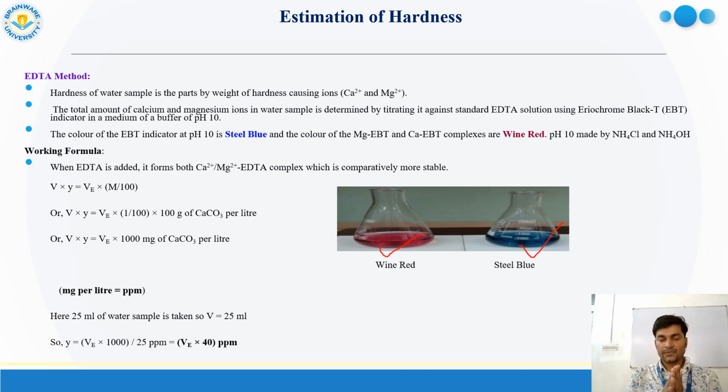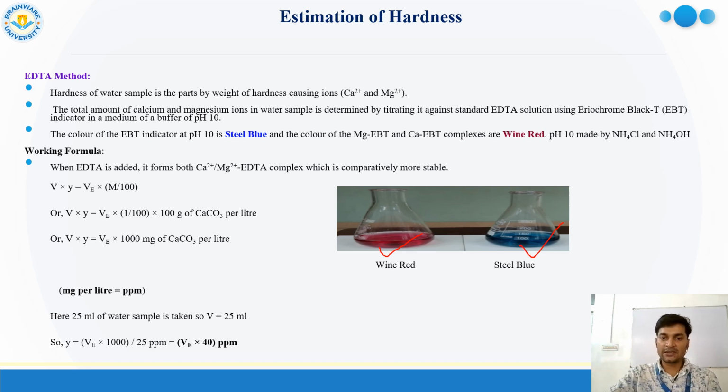What is the chemistry behind it? When we take the water sample in the conical flask and add the EBT indicator, whatever magnesium or calcium is present reacts with EBT forming calcium magnesium EBT, and the color of this complex is wine red. When we start titrating with EDTA of known strength, this metal EBT, which is wine red, is converted to metal EDTA, because the metal EDTA complex is much more stable than the metal EBT complex. When it is converting to metal EDTA, EBT becomes free within the solution.